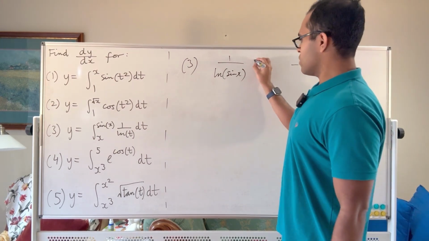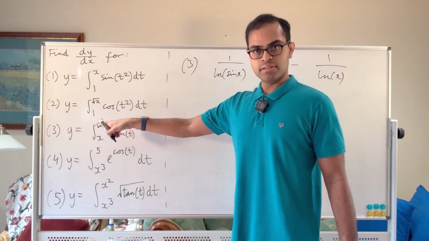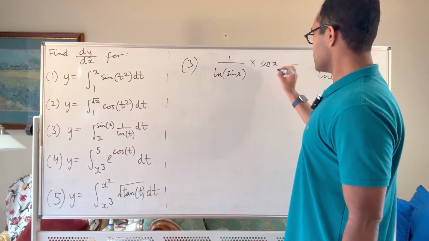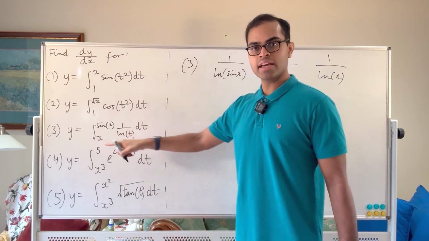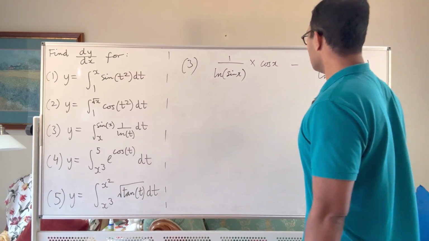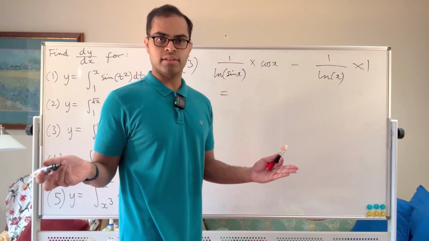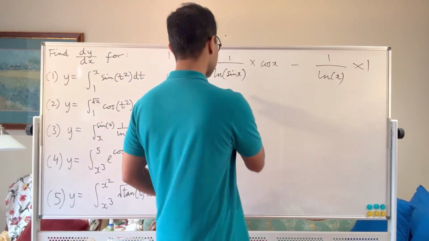And in each case, we want to multiply by the derivative of the limit. So here the upper limit was sine x, the derivative of sine x is cosine x, and here the derivative of x was 1, so we just multiply with 1. So here we're just going to get cosine x over log sine x minus 1 over log x. Okay, that's number 3.